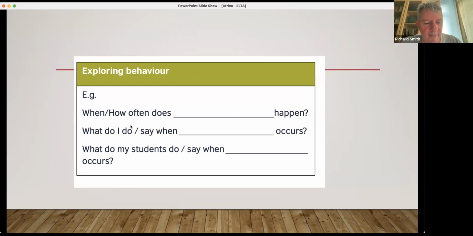So finally, this is another group of questions that teachers often have, exploring behavior. For example, how often does it happen that students don't understand my instructions? When does it happen? So what kind of instructions do students understand or not understand? This is behavior, isn't it? You've got to look at their behavior and whether they act or not according to understanding your instructions. What do I do or say when I give an instruction? And what do my students do when I give instructions? These kinds of questions, the behavior.